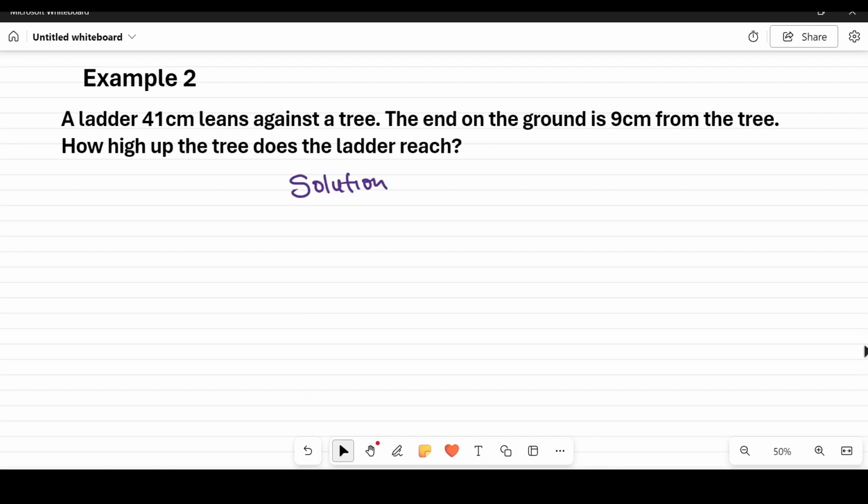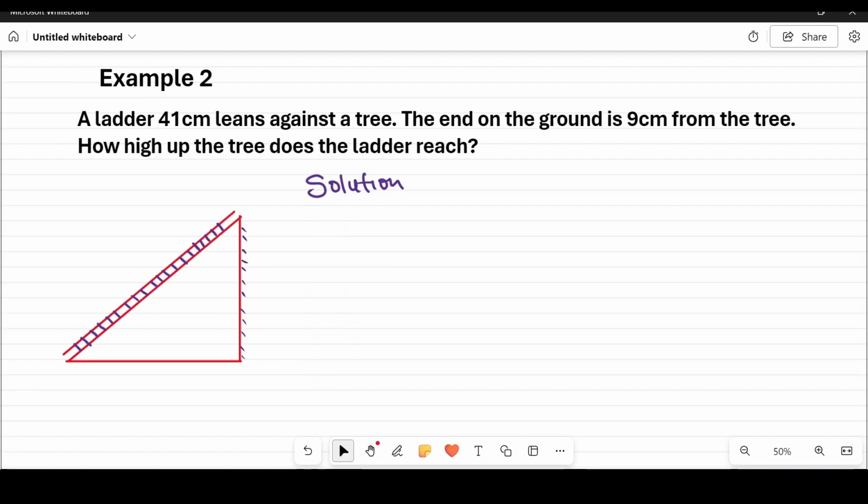From the example, we have to represent the statement with a right-angled triangle. Now, this is a right-angled triangle that we want to use to represent the statement given to us in example 2. I will call here A, I will call here B, and then I will call here C.